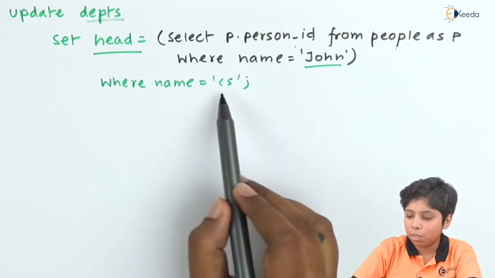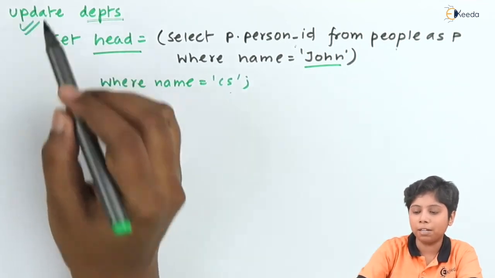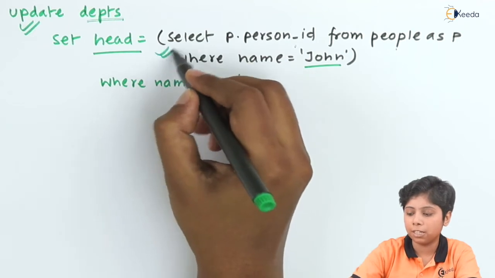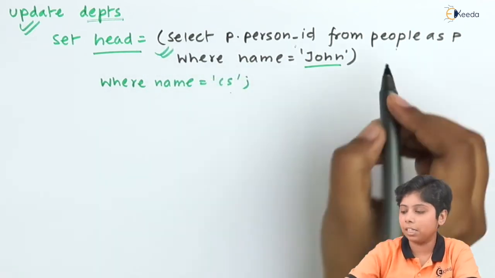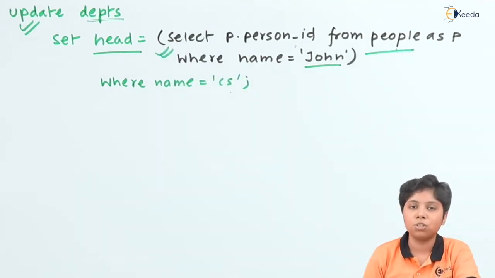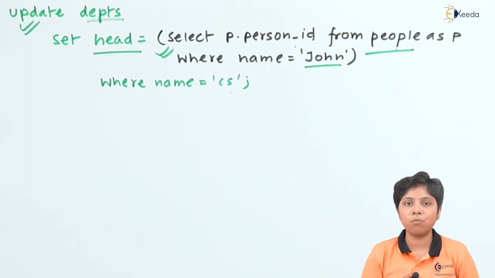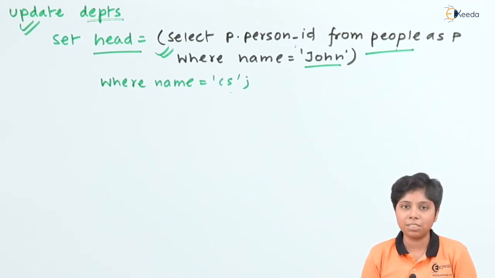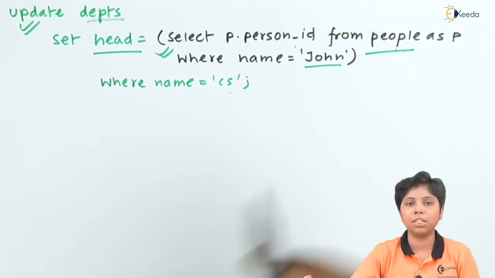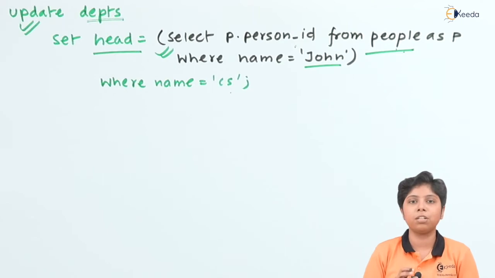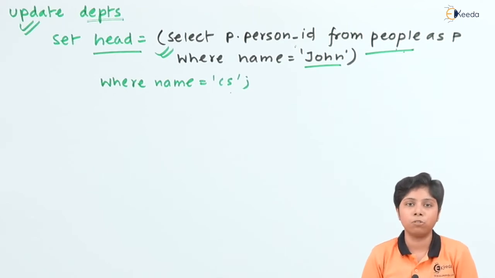The where name equals CS is the outer part, made on the department table. The where name equals John is the inner query, which deals with the people table. So we need to define which is the inner query and which is the outer query, based on which the joining and the reference will be made. If it is the referenced table, then we need to put it inside the inner query, and if it is the referencing table, then we can put any condition in the outer query.